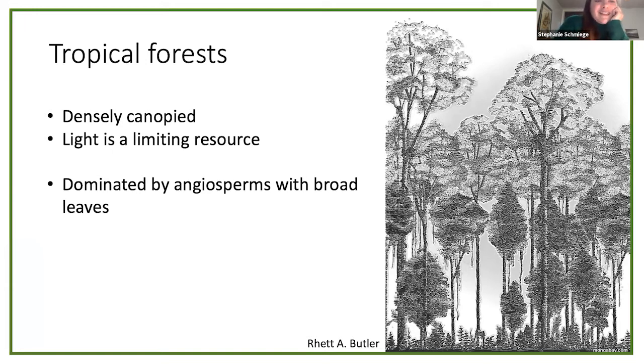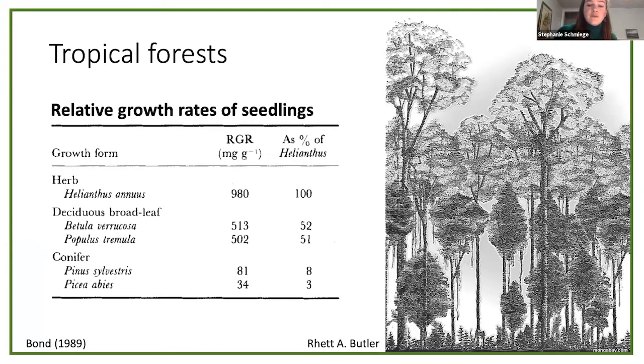These forests are often also dominated by angiosperms that have very broad leaves that allow them to capture that sunlight that is so important. At the same time, they also have really wide vessels, which means they can transport a lot of water. And all of that means that they can grow very quickly. And so some of the first work that thinks about conifers and angiosperms in the tropics thinks about their relative growth rates, particularly at the seedling stage.